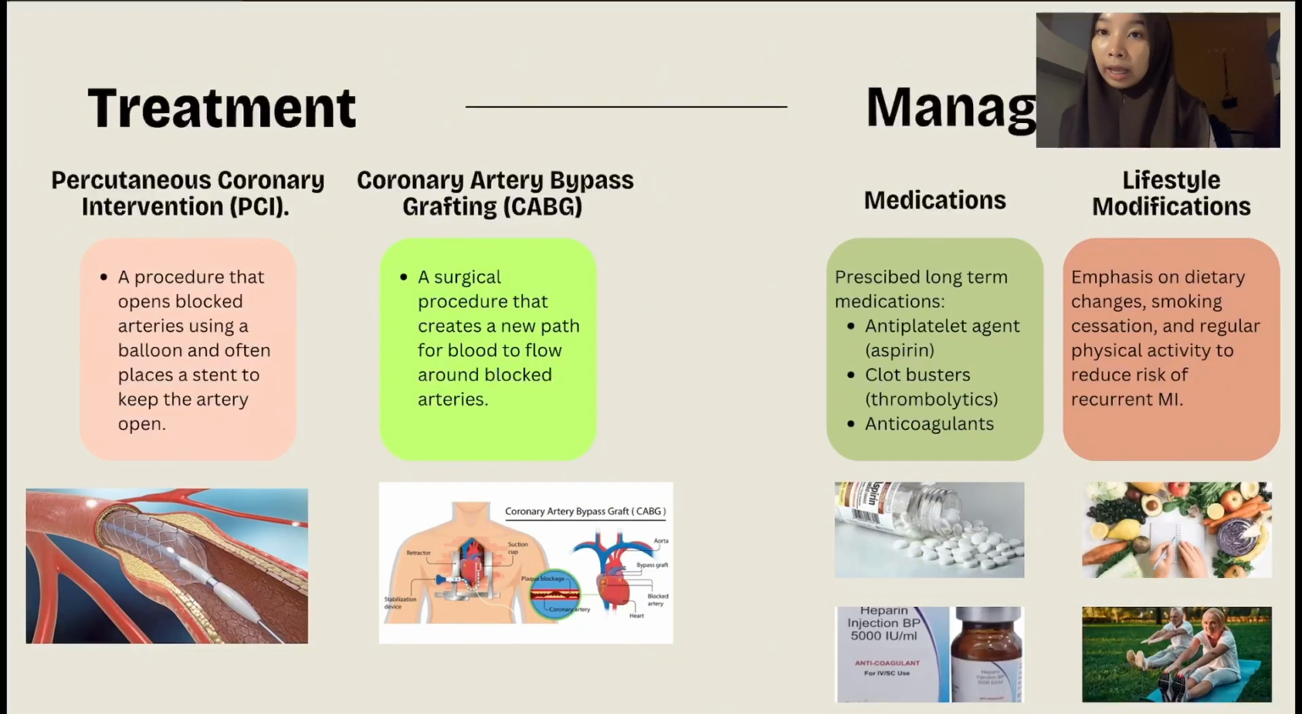In management, the patient will be prescribed medication, which is also long-term medication, for example antiplatelet agents such as aspirin, clot busters, thrombolytics, and anticoagulants. Also, the patient needs lifestyle modification, which emphasizes dietary changes, smoking cessation, and regular physical activity to reduce the risk of recurrent MI.